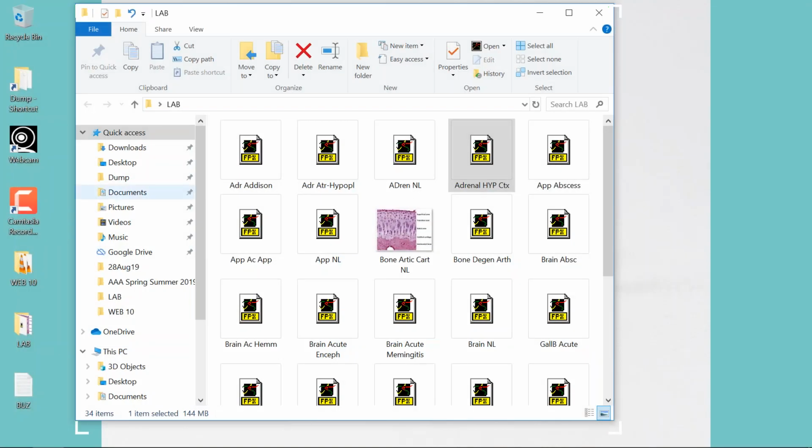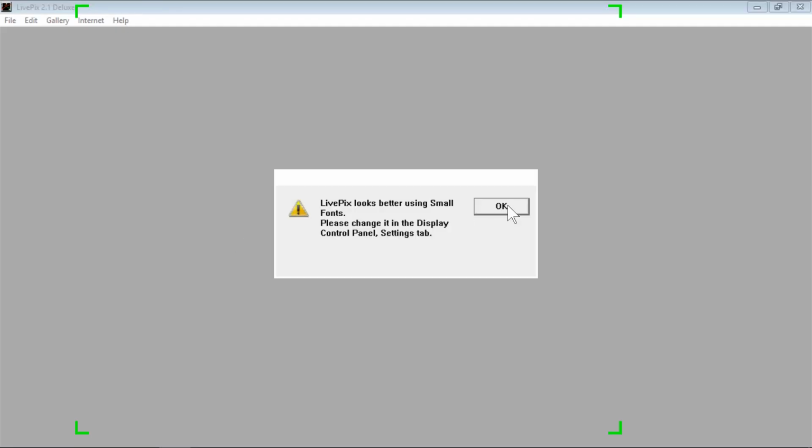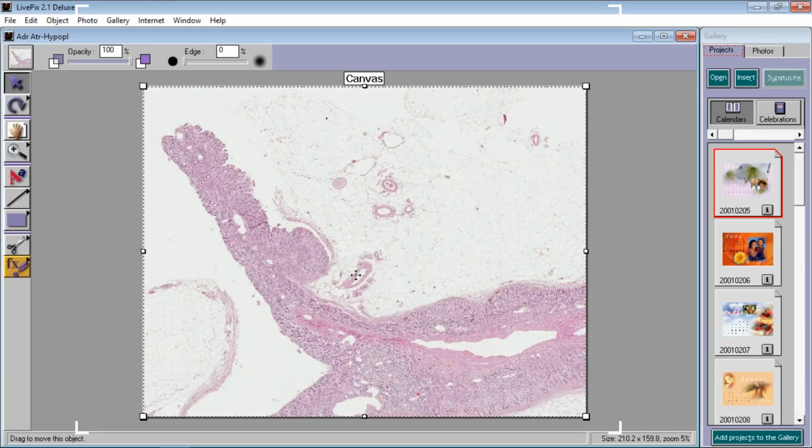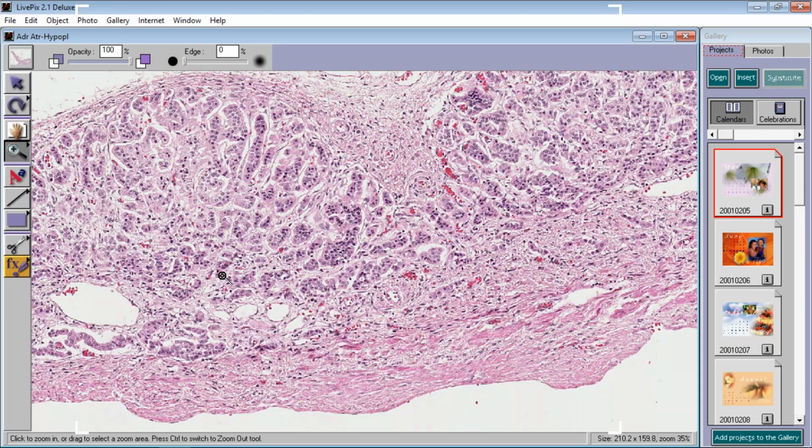Let's go to something I labeled as hypoplasia. So you're probably thinking, well, if the other one was hyperplasia, maybe this one is hypoplasia. And sure enough, look, you still have these big vascular spaces in the medulla. But take a look at the thickness of this cortex now. Rather than being 100 cells thick, it looks like it could be about 20 or 30. So this is a patient with adrenal cortical hypoplasia.